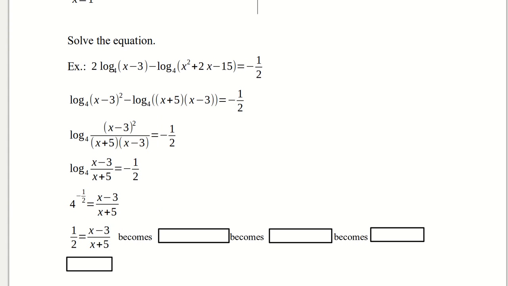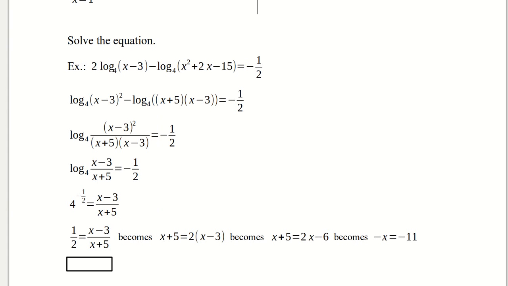So we are now in a position to cross multiply. So we multiply the 1 by the x plus 5. We multiply the 2 by the x minus 3. That means some distribution has to happen. And then we're going to clean this up by subtracting 2x from both sides. That gets rid of the 2x on the right. And now we've got the opposite of x equals negative 11. We can change those signs and we get 11.